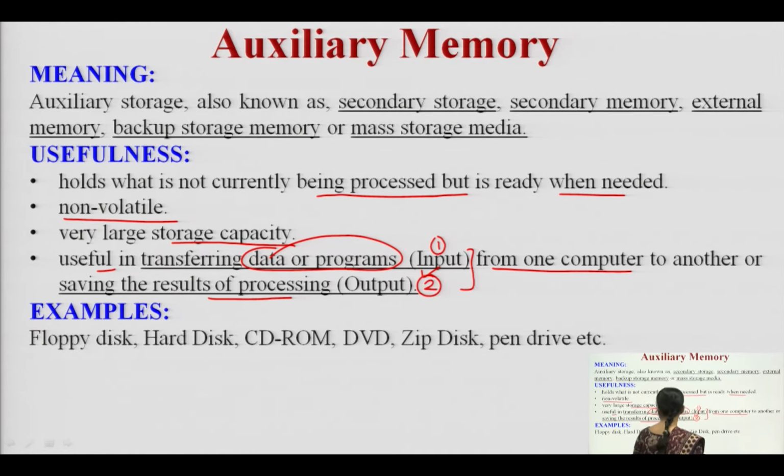The examples of this auxiliary memory are floppy disk, hard disk, CD-ROM, DVD, zip disk, pen drive, etc. We will be covering them in detail.